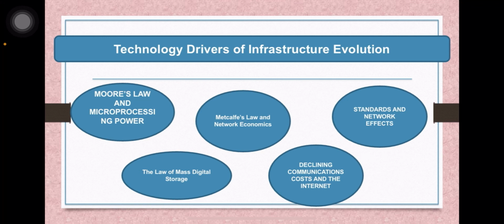Lastly is standards and network effects. Today's enterprise infrastructure and internet computing would be impossible, now and in the future, without agreement among manufacturers and widespread consumer acceptance of technology standards. Technology standards are specifications that establish the compatibility of products and the ability to communicate in a network.